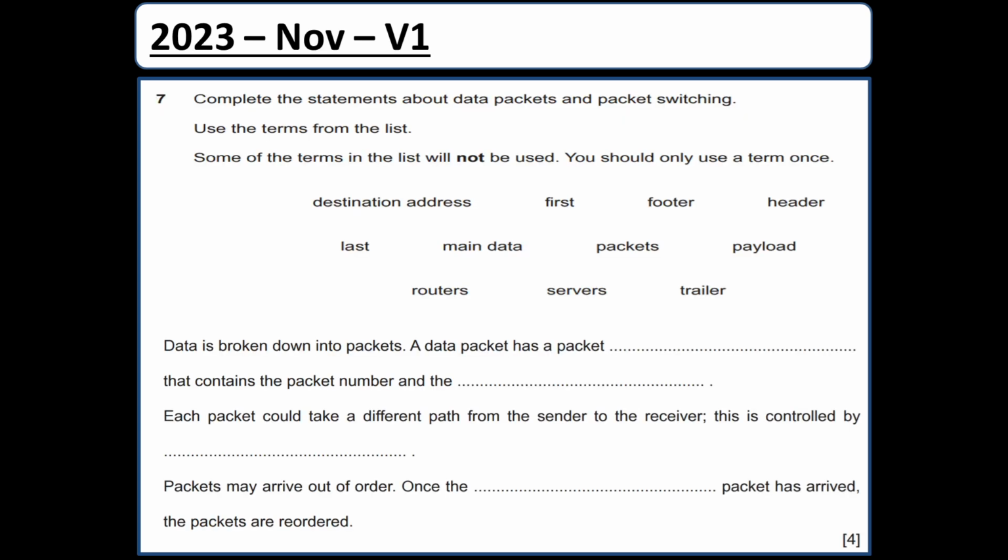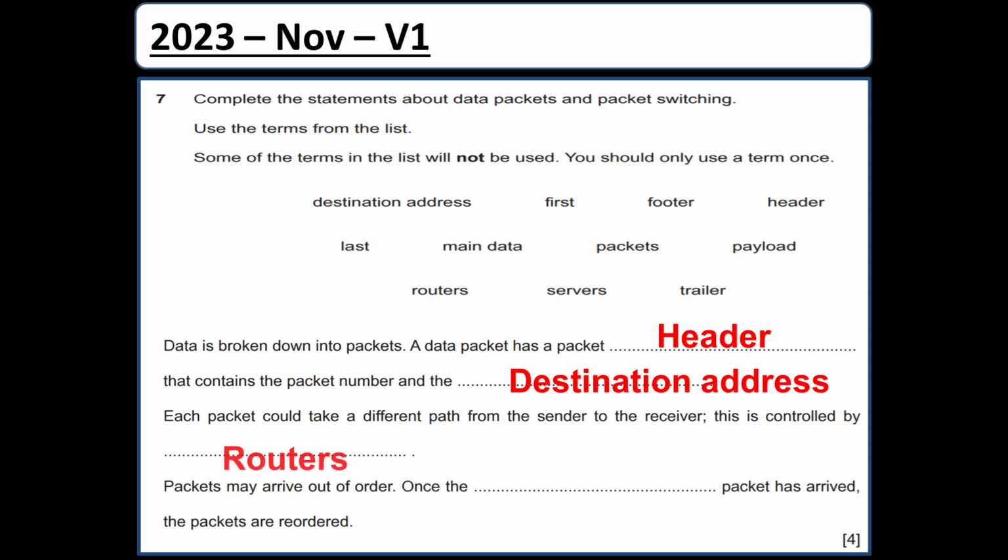Here is an exam question which you can do. You can pause the video, have a go at it, and then you'll see the answers. For this one, data is broken down into packets. A data packet has a packet header, which contains the packet number and the destination IP address. Each packet could then take a different path from the sender to the receiver. This is controlled by the routers. Packets may arrive out of order, so once the last packet has arrived, the packets are reordered.